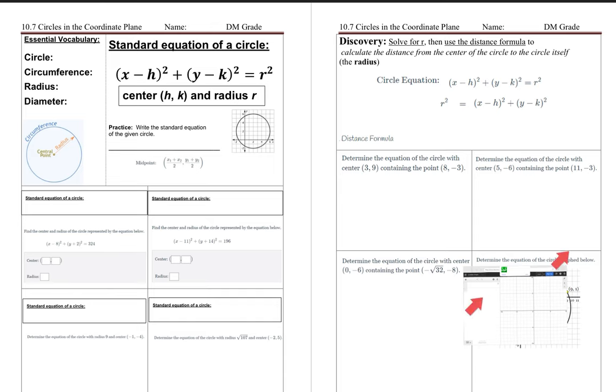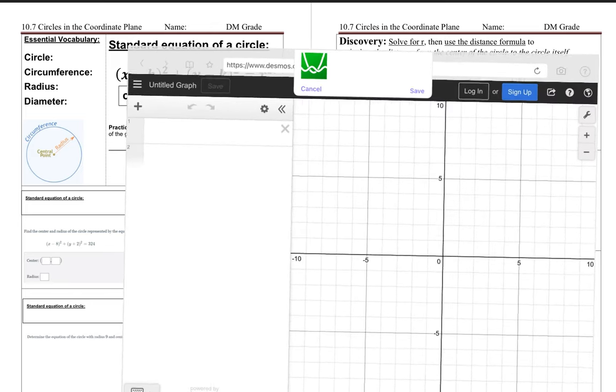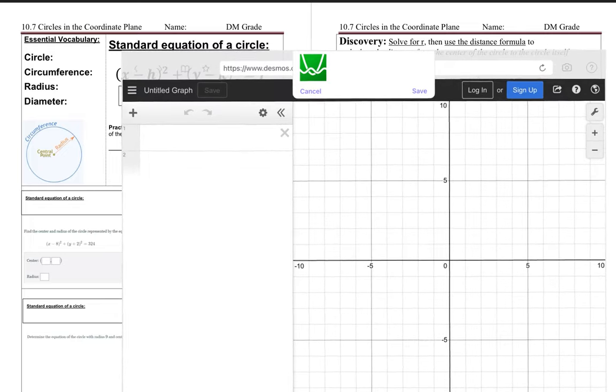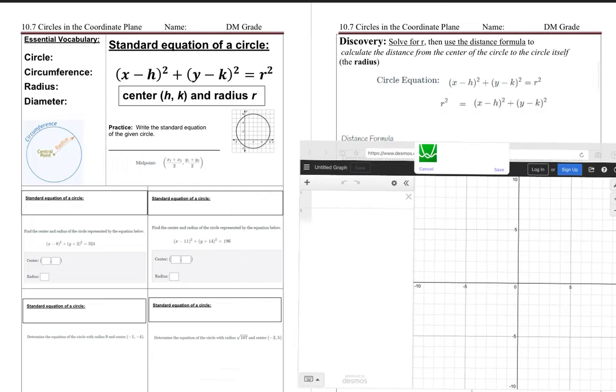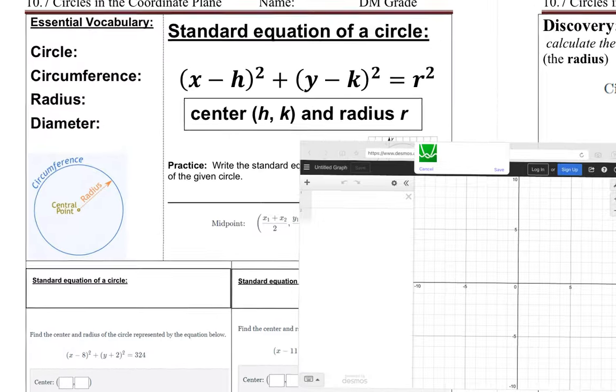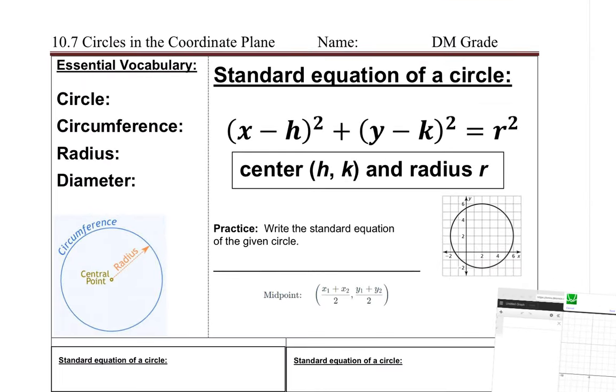Now, one thing is I want to make sure that we're using our Desmos calculator with this. So go ahead and open up your Desmos, so that way you can practice with me as far as typing stuff in. Okay, so let's talk about our first part. All right, so let me get this calculator out of the way. All right, let's start with our essential vocabulary.